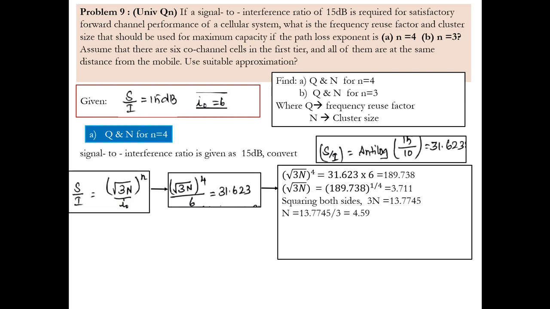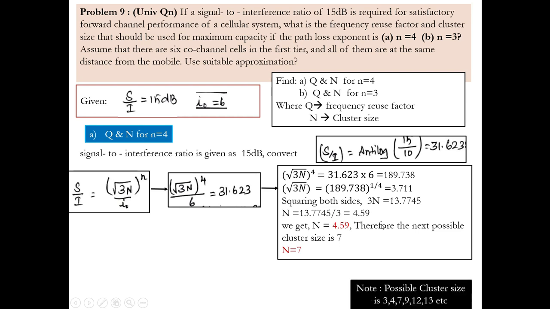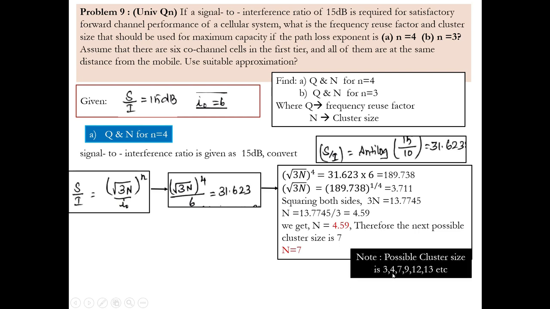Normally when we solve and get a value like 4.59, we round it off to the next higher value. But that cannot be done here, because N is nothing but the cluster size, and it can have values like 3, 4, 7, 9, 12, 13, etc. Since the value we have got is 4.59, the next possible size is 7. So my N should be at least 7 to get a signal to interference ratio of 15 dB. Only then will I have a satisfactory channel performance.